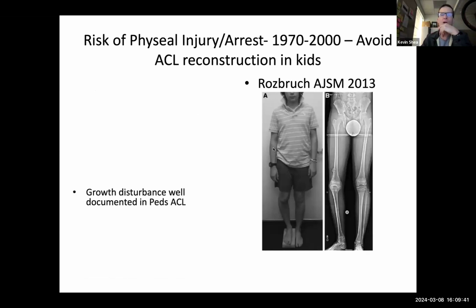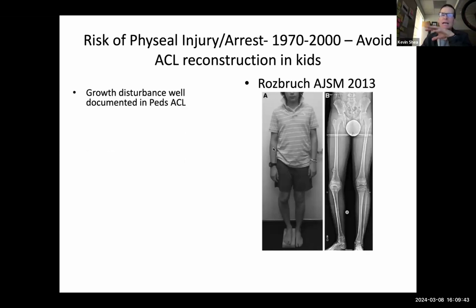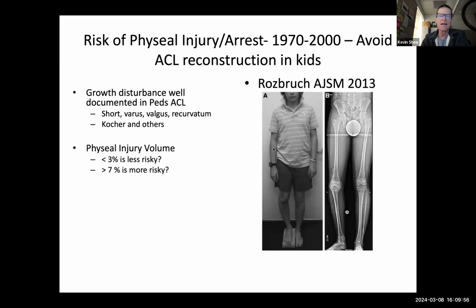Now, this is some historical literature, but between 1970 and 2000, most recommendations were don't do ACL reconstruction in kids because we knew that you could damage the growth plate, and these could lead to what we call varus, valgus, recurvatum. These are significant knee deformities. Many people have shown that. And we also show that a certain amount of cartilage damage, over about 7%, could cause growth plate problems.